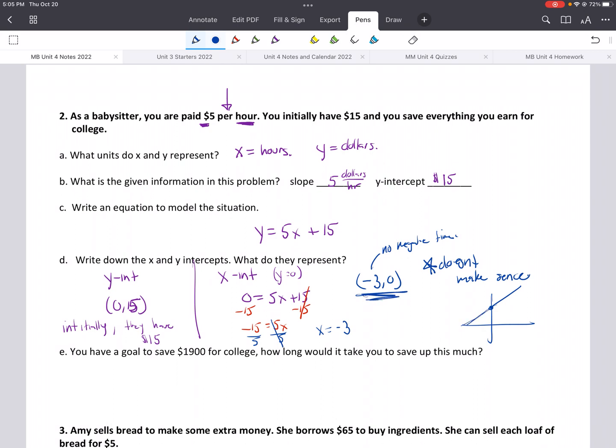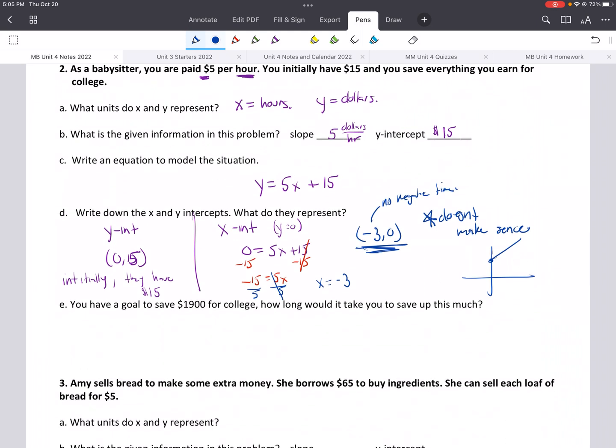We can't say that it has that same slope. We can't say that 3 hours ago she had 0 money, okay? Because she just started with that. Maybe somebody just gave her $15. Who knows, okay? So if you ever have negative time, it doesn't really make sense, and you can say that.